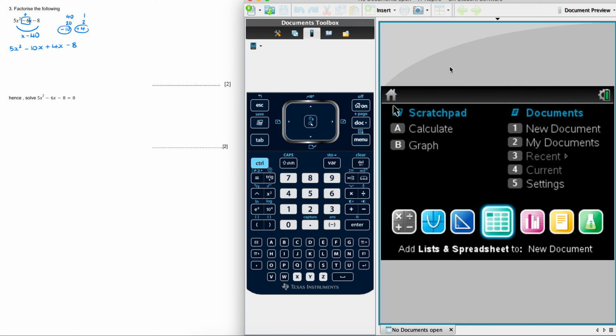And now I'm going to imagine that I'm splitting the question in half. And I'm just going to take a single bracket out of the first half, so I could take out 5x, and that leaves me with x minus 2. And here I could take out 4, which leaves me with x minus 2.